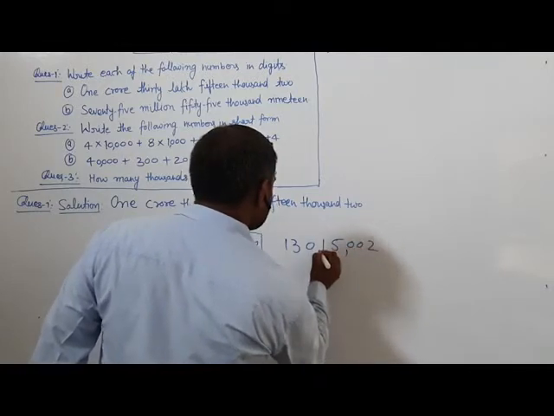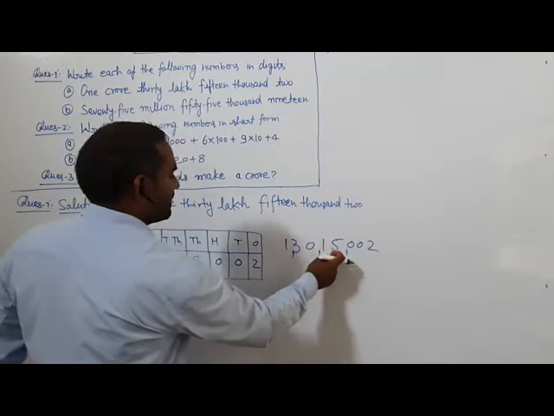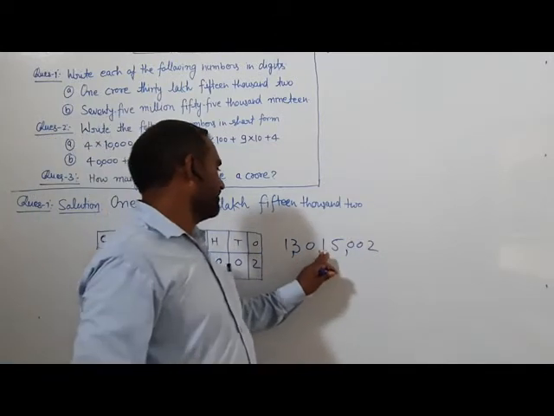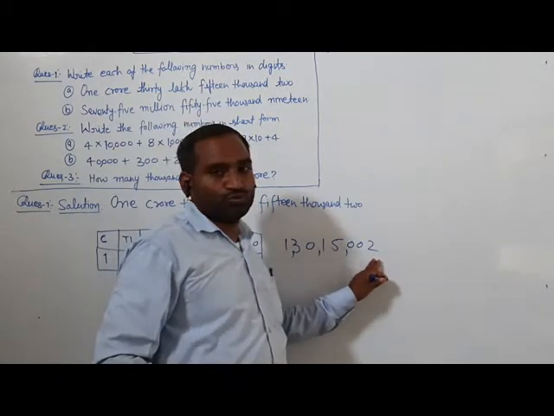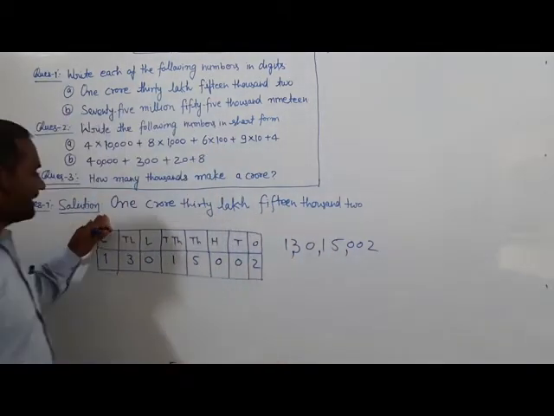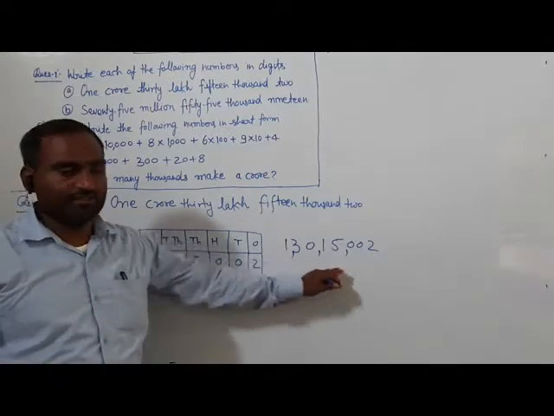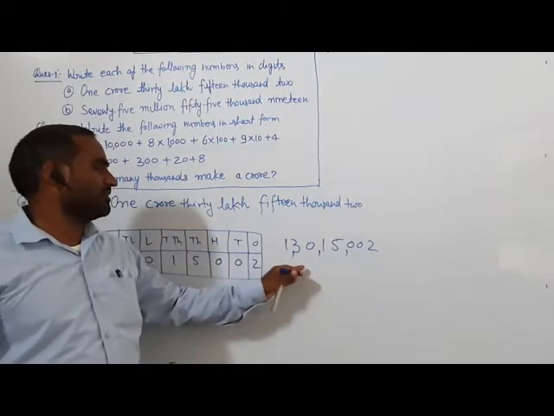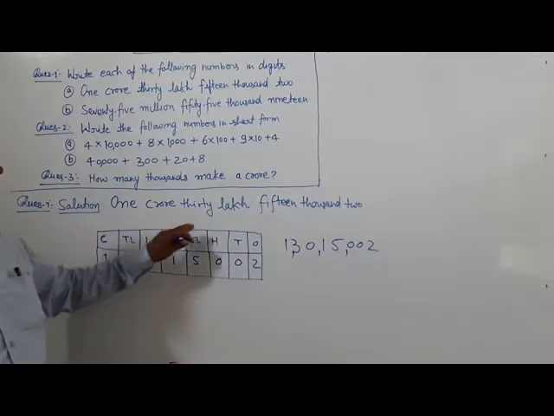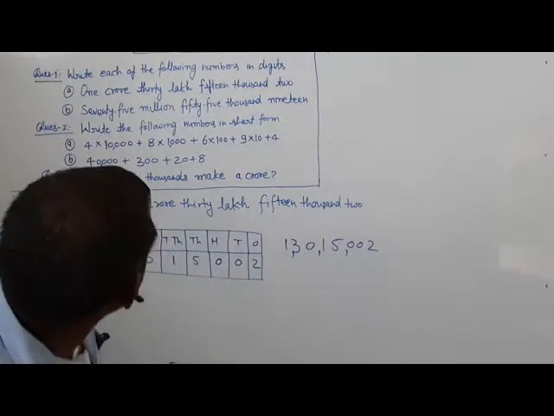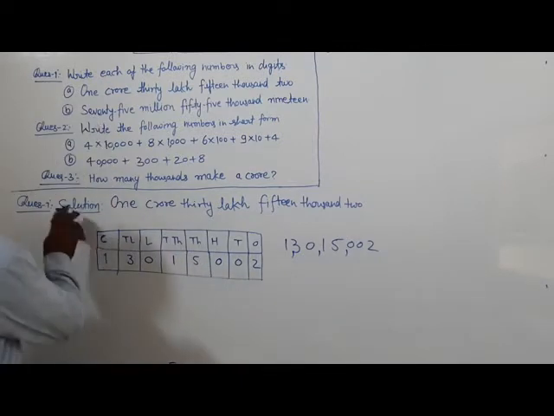Ones, 100, 1000, 10,000, lakh, 10 lakh, crore. 1 crore, 30 lakhs, 15,002. So it can be written in digits. This is the representation of words into digits. Now we start question number one, option B.